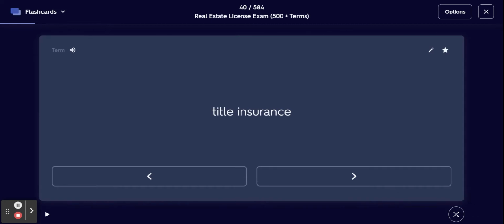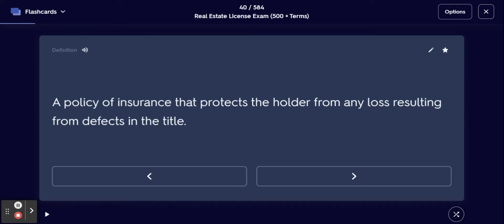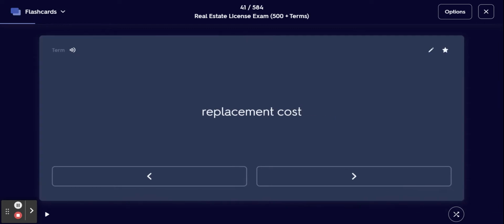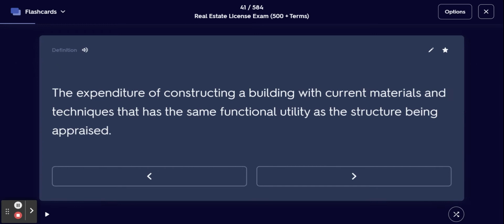Title insurance. A policy of insurance that protects the holder from any loss resulting from defects in the title. Replacement cost. The expenditure of constructing a building with current materials and techniques that has the same functional utility as the structure being appraised.